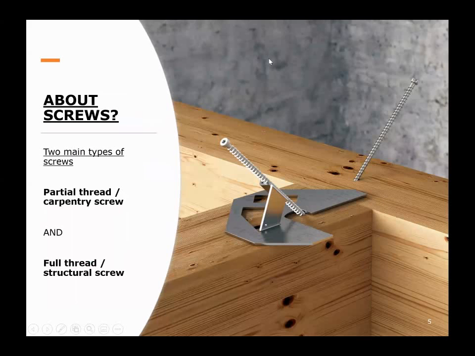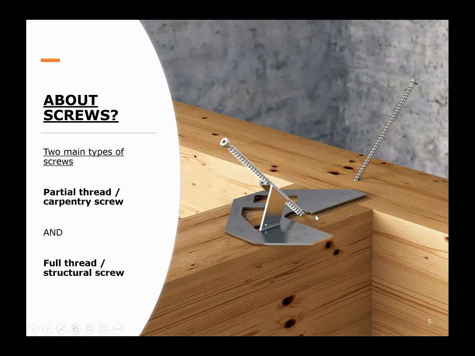These connections are done with either plates, with screws, or a combination thereof. I'm going to start with screws. We get two main types of screws for structures: a partial thread or carpentry screw, or a full thread or structural screw. This over here is a structural screw.